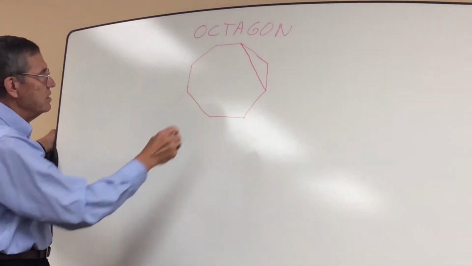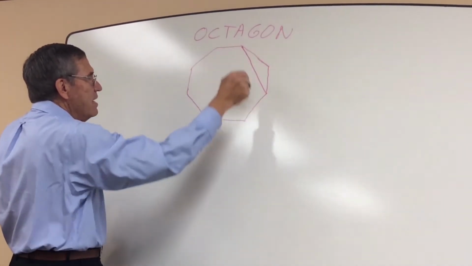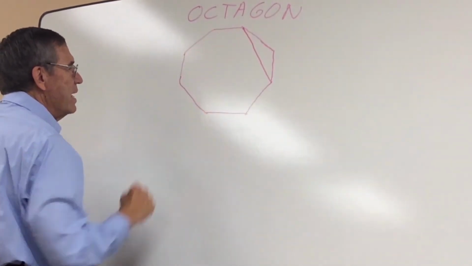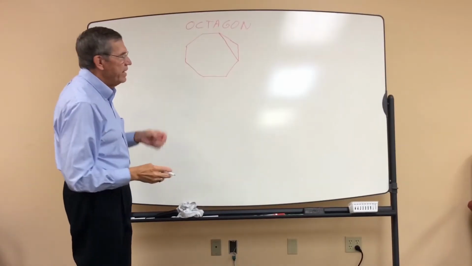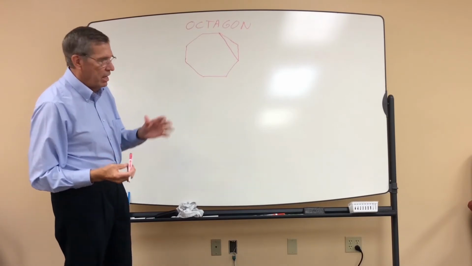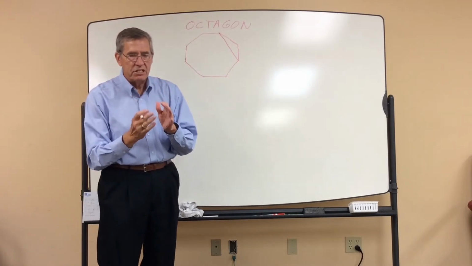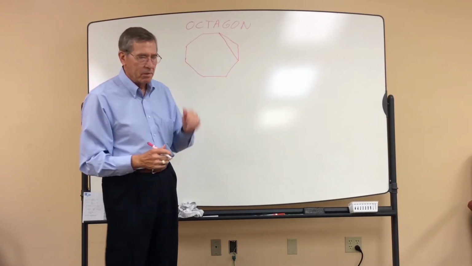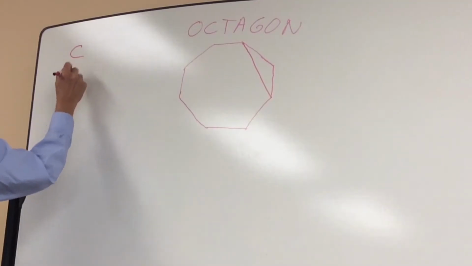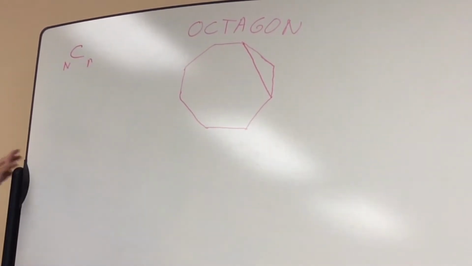So in figures like this, you have sides, which are the outline of the figure, and diagonals then connect all the points that are not connected by the sides. So the question is, how many diagonals can you connect? We can use the concept of combinations to solve that problem. So I'm going to write that formula up here again: the combination of n things taken r at a time.